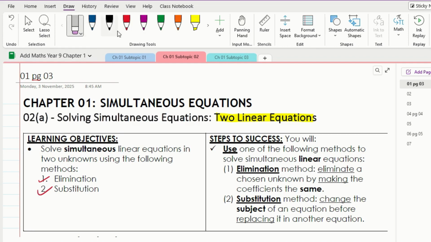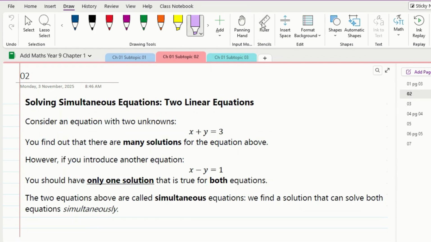Now, for the steps to success for this topic, the elimination method involves eliminating a chosen unknown by making the coefficients of the unknowns the same. However, for the substitution method, you are going to change the subject first. If you choose an equation, you change the subject, and then you replace it into another equation. So let's begin by checking what a simultaneous equation is.